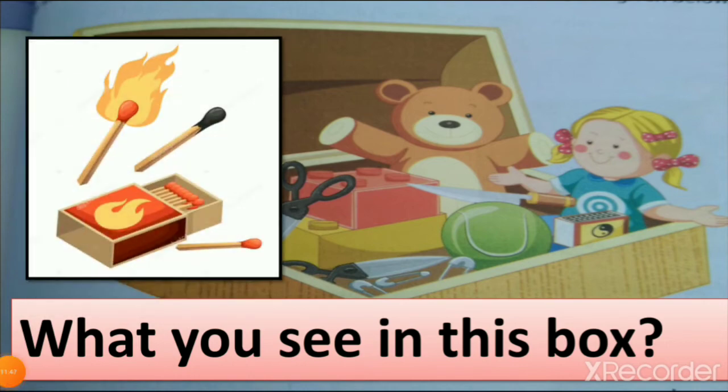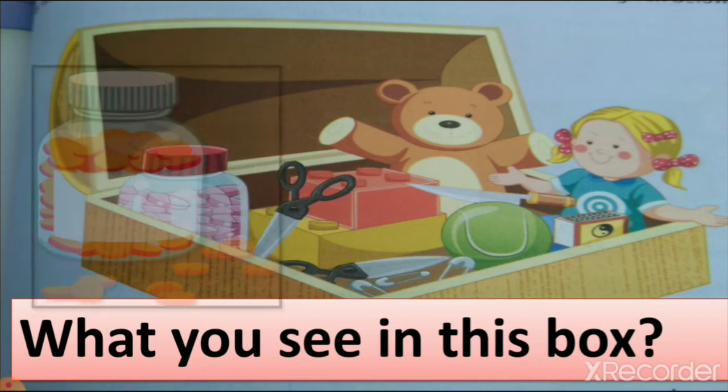Then next thing, let's see what is from this box. What is this? You can see here, matchbox. A box which is very dangerous for children. Yes or no? Right, we are using this matchbox to light the stove, right? So this is matchbox which is in your toy box, right? Maybe it is your toy box, right? Now let's see our next thing from this box.